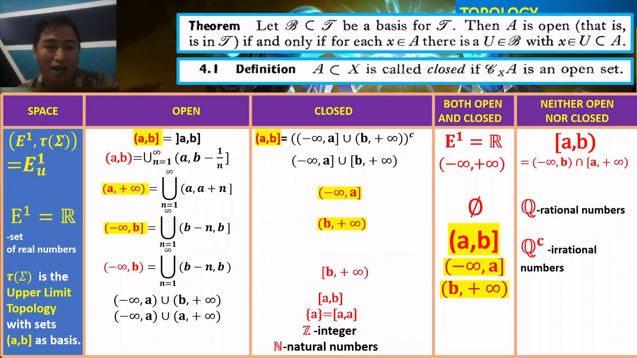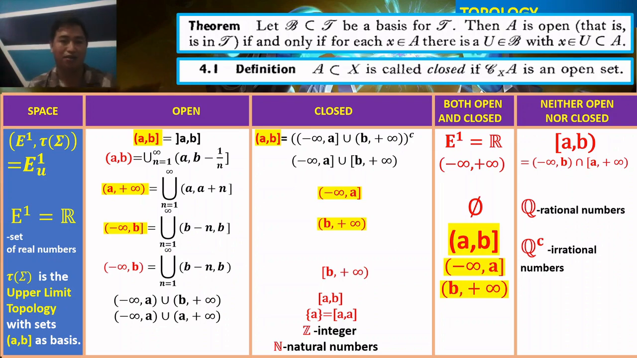And then class, its complement, negative infinity to B, is B to positive infinity. And that form, our fourth example, is the same as the form of the third example in our open sets. So they are the same. Therefore class, that set is also open. So it is closed too. So both open and closed, the two of them. So they belong to both open and closed sets.